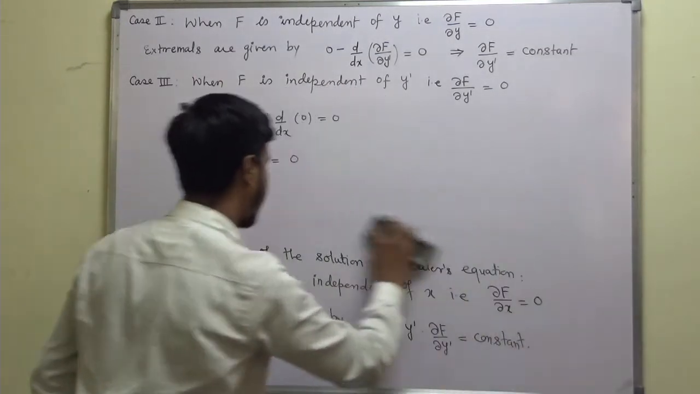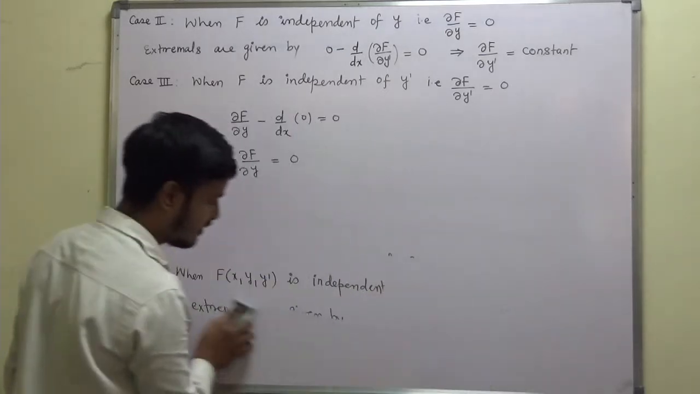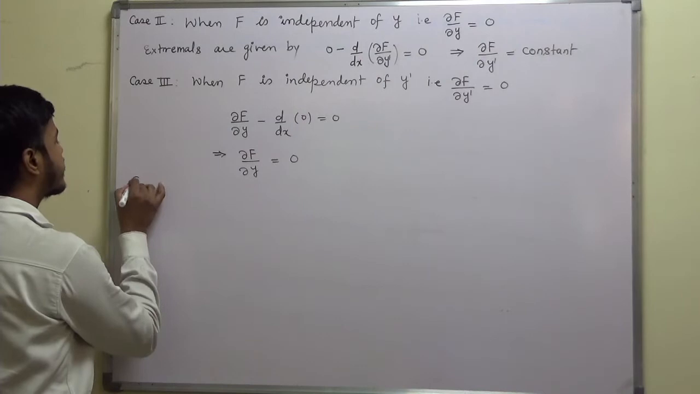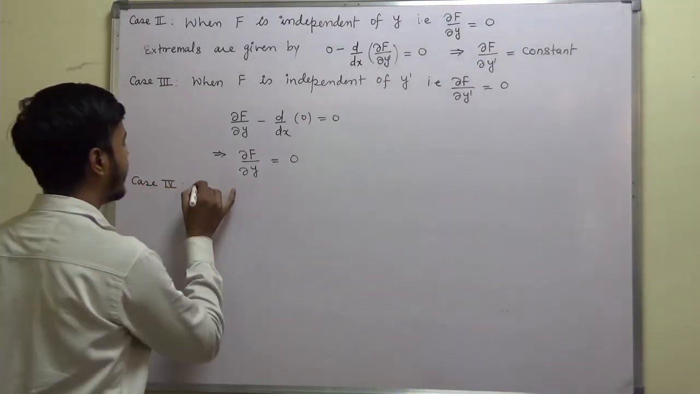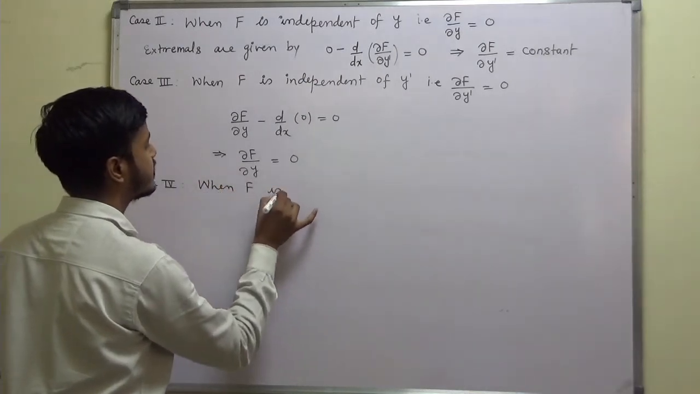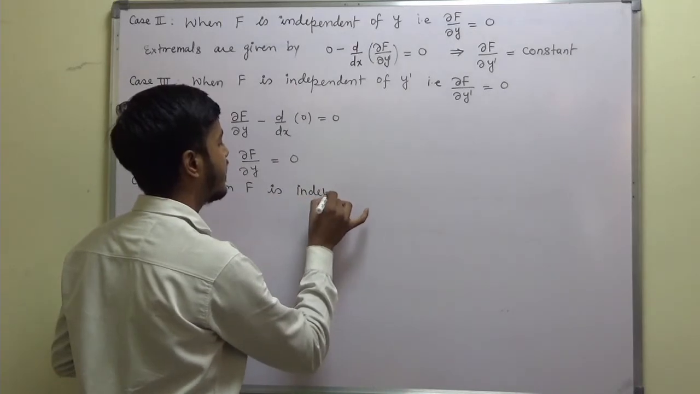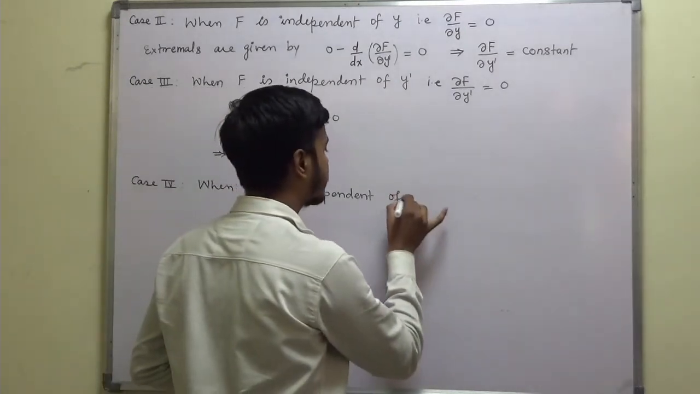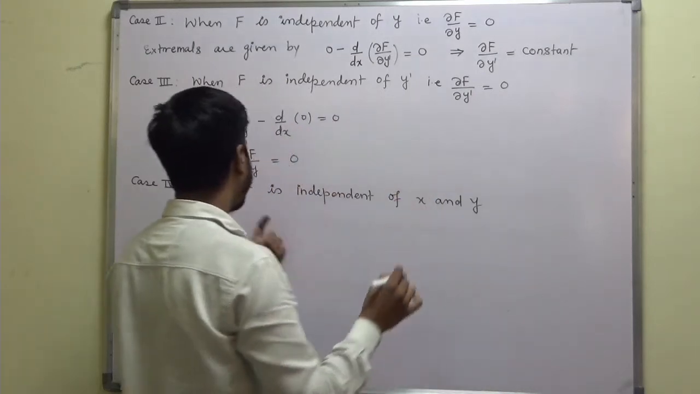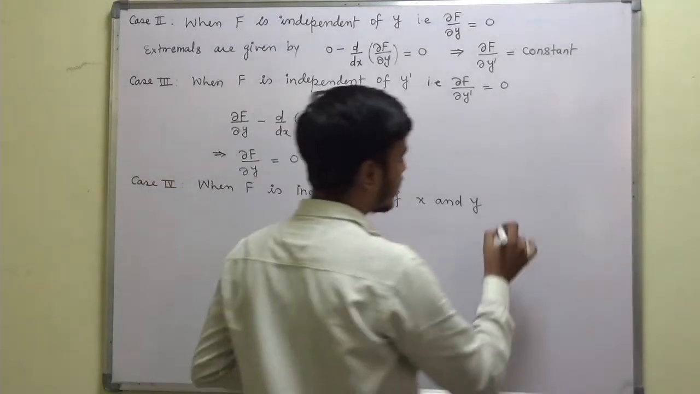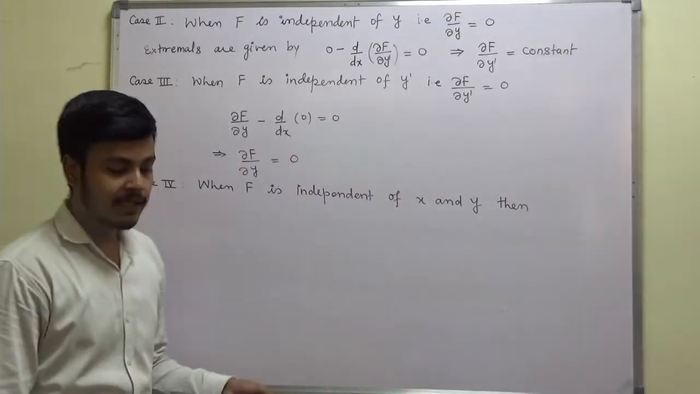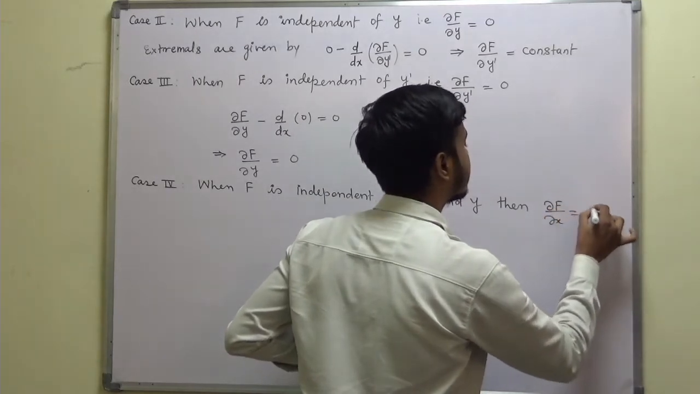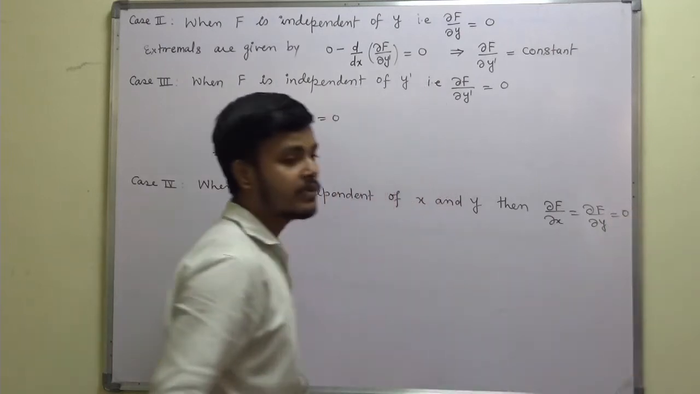And at last we have something interesting for the last one. Case 4: when f is independent of x and y. If f is independent of x and y both, then what can we say? F is independent of x, independent of y, then del f by del x, del f by del y, both are equal to 0, right?